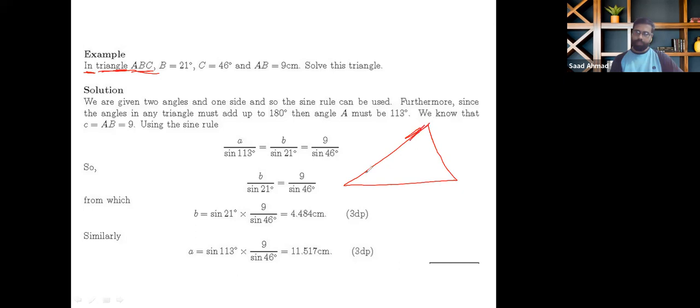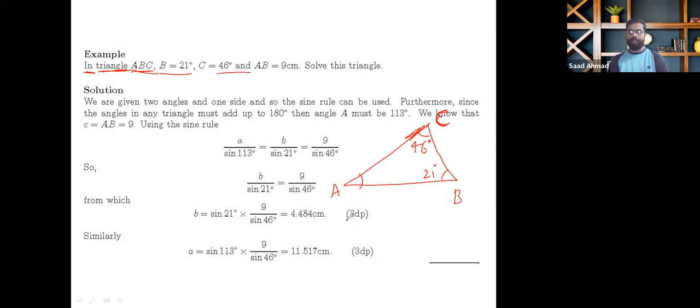Do not worry about the size and the shape. It can be different. It's not according to scale. So the angle B is 21. Let's say this angle here is 21. Angle C is 46. This angle is 46.